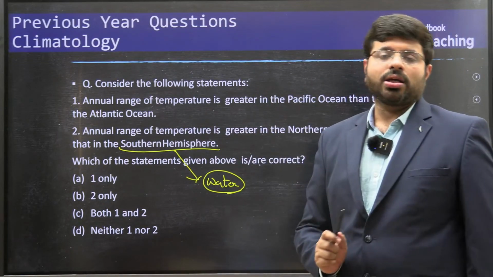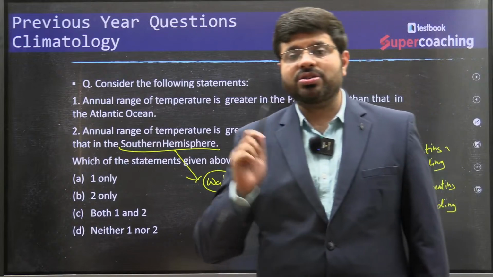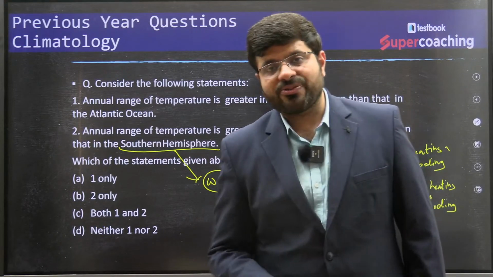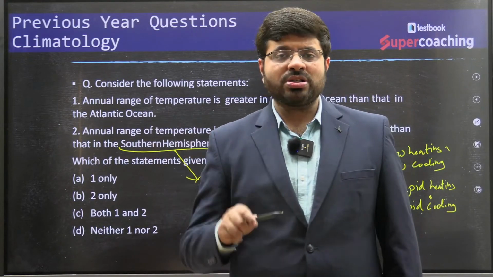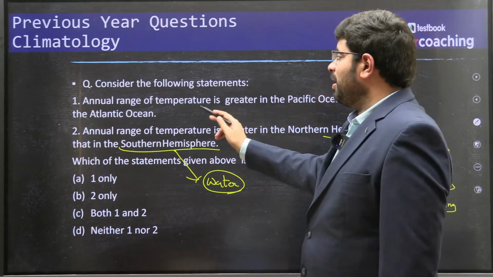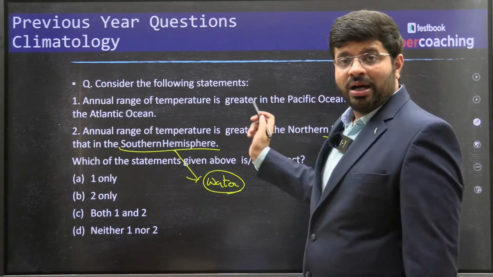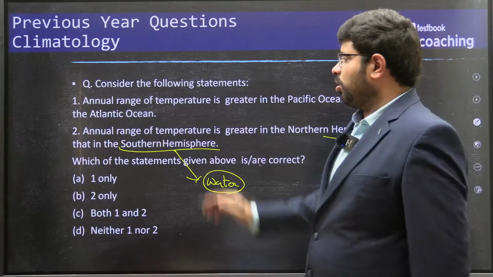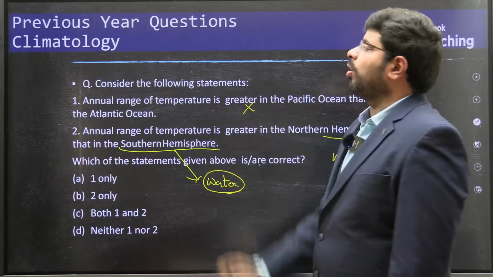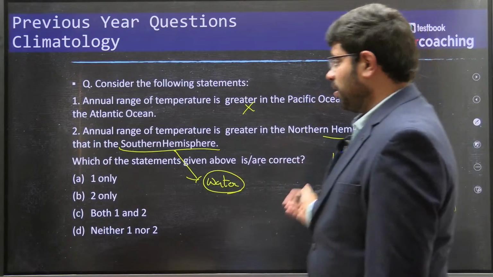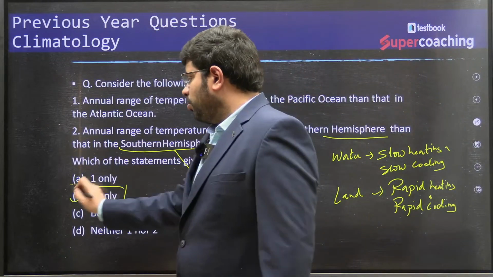Which is bigger, the Pacific Ocean or the Atlantic Ocean? We all know that the Pacific Ocean is bigger. So when the Pacific Ocean is bigger, the range will be smaller there, and bigger in the smaller one. So automatically statement 1 is wrong. Statement 2 is right. The answer would be B, 2 only.